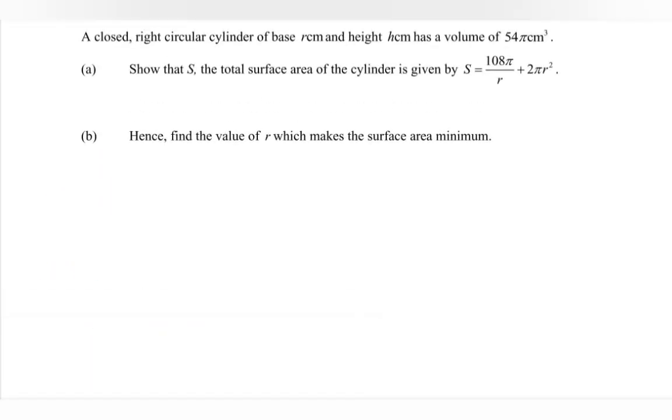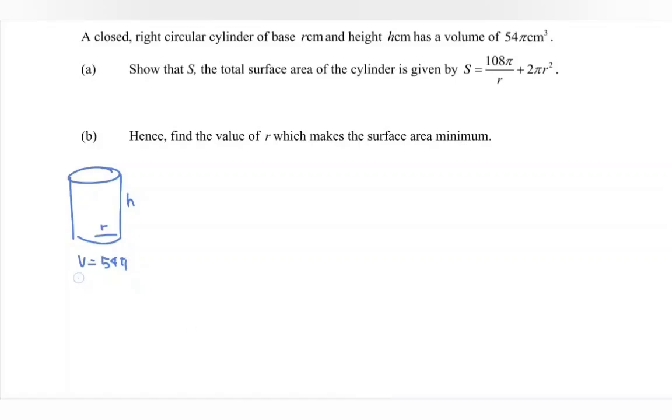Hello everyone, in this video I'm going to discuss an example for application of differentiation regarding optimization problems. A closed right circular cylinder. So here let's say we have a right circular cylinder of base radius r and height h, which has a volume V equal to 54π cm³. Show that S, the total surface area of the cylinder, is given by the expression written in the question.